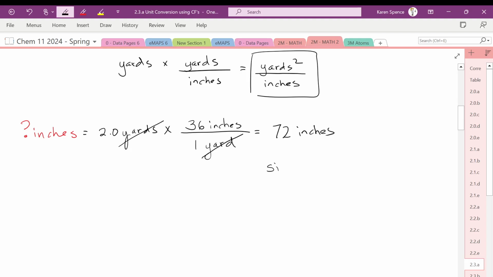Sig figs? Are those correct? Yep. How many sig figs in 2.0? 2 sig figs. How many sig figs in 36 inches? Infinite. How many sig figs in 1 yard? Infinite. Because inches are imperial and yards are imperial. Okay? And if you're not sure, you can always ask.